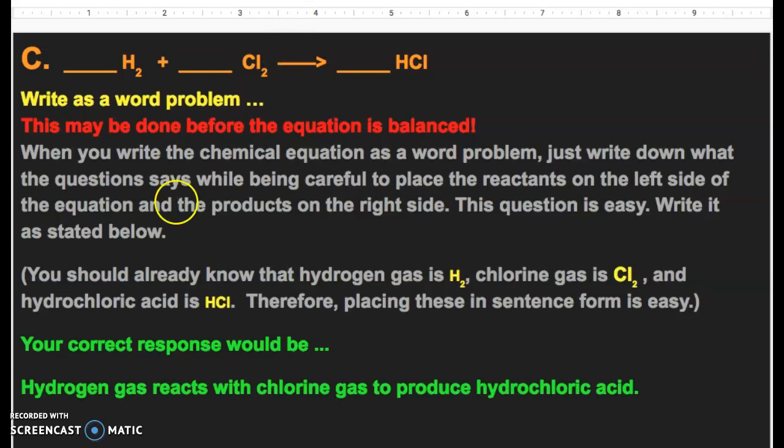So then all you had to do is simply write it out as a word equation. Hydrogen gas reacts with chlorine gas to produce hydrochloric acid. That's one of the 3 lab acids I told you had to know. We got that part done.